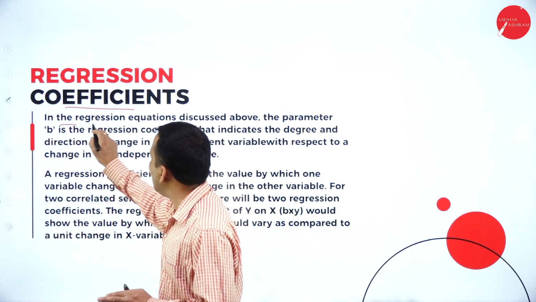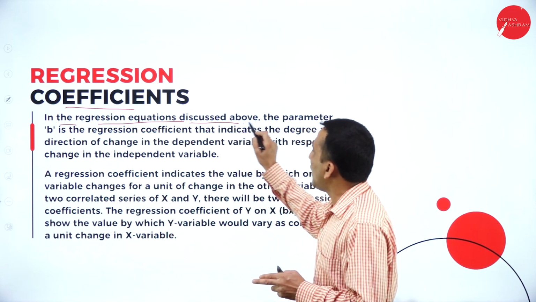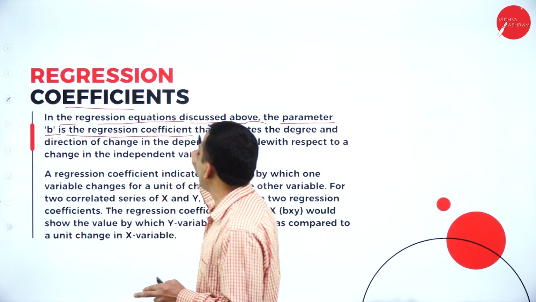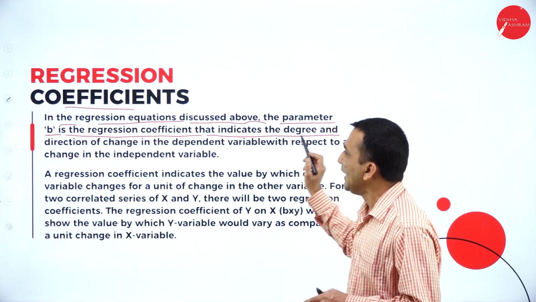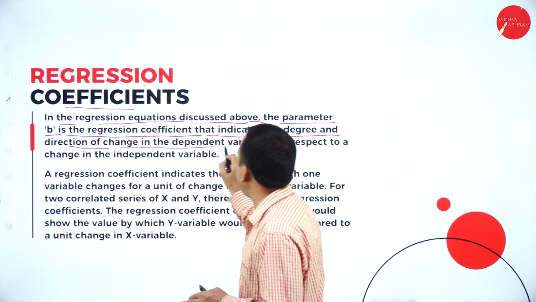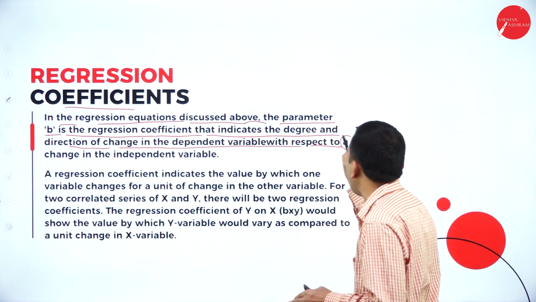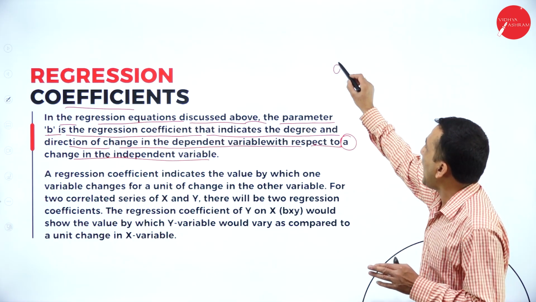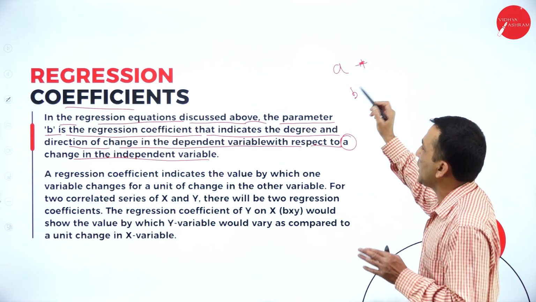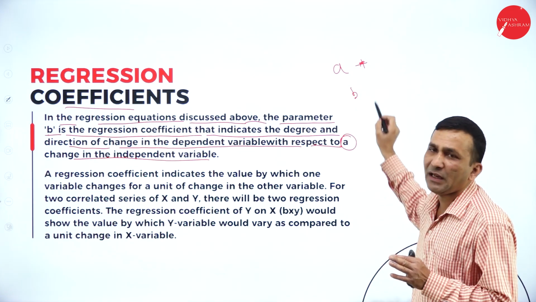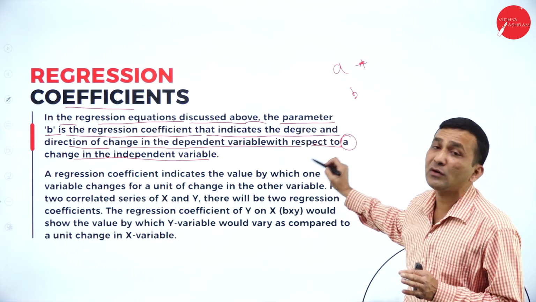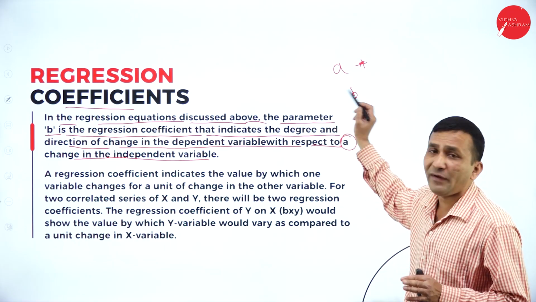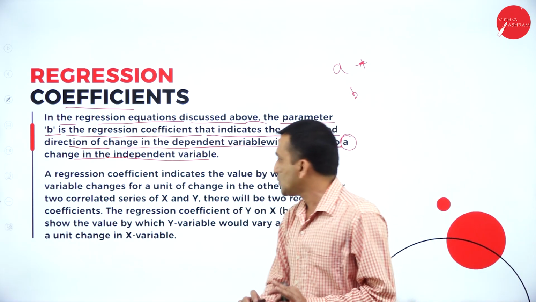The coefficients in the regression equation are the parameters we identify. b is a regression coefficient that indicates the degree and the direction of change in the dependent variable with respect to change in the independent variable. Because a and b are constant values, they are applicable for all the years. At the time of prediction, the a and b coefficient values are very important. The equation is very important.